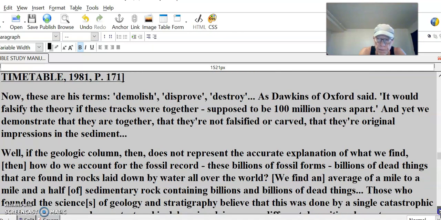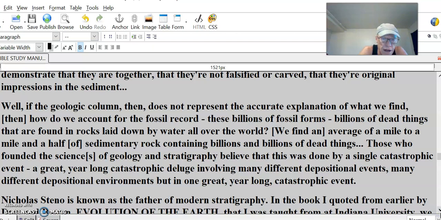of dead things. Those who founded the sciences of geology and stratigraphy believe that this was done by a single catastrophic event, a great year-long catastrophic deluge involving many different depositional events, many different depositional environments, but in one great year-long catastrophic event.